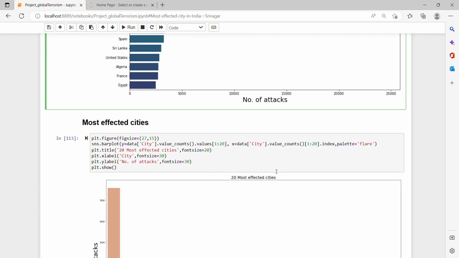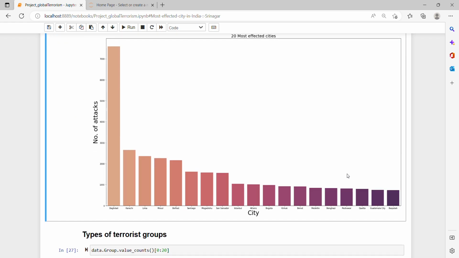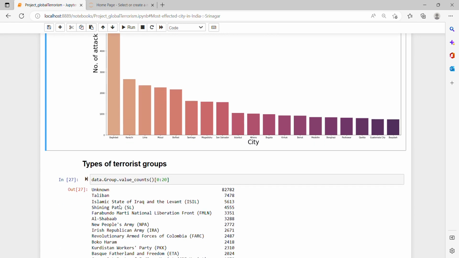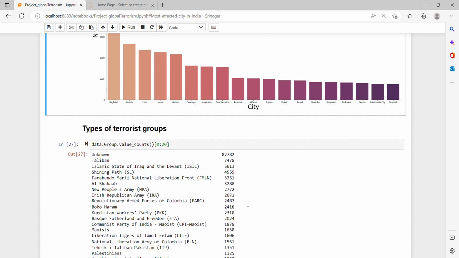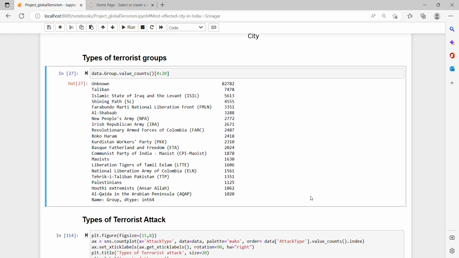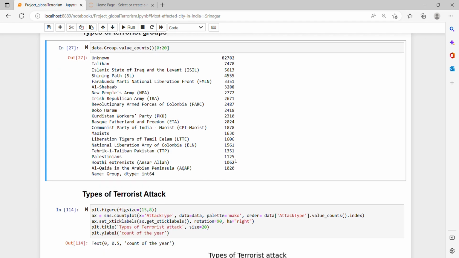Now moving to the city-wise analysis, I have derived this graph in which we can see that Baghdad is the most prone to these activities. Now coming to the terrorist groups, I have found the table of the top 20 terrorist groups in which you can see that Taliban is the most active terrorist group out of all these.